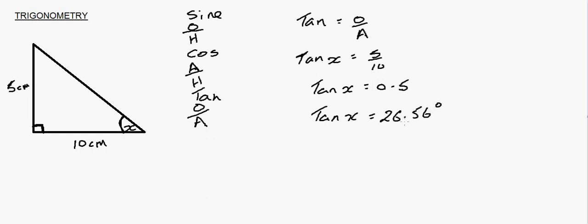Okay, so if we're looking for an angle, you're going to need to press shift, because you couldn't have an angle of 0.5. So if you're looking for an angle, then you're going to need to press shift. Okay, if you've got an angle, you don't need to.